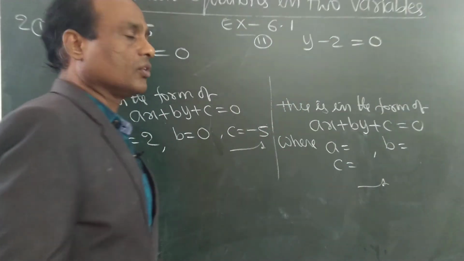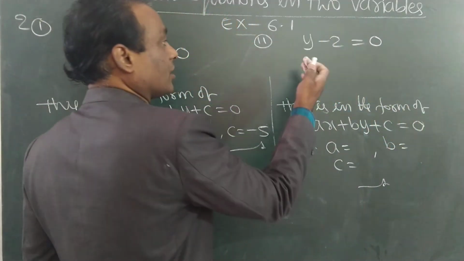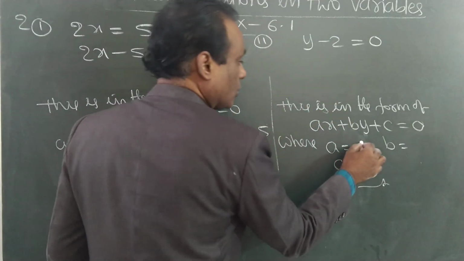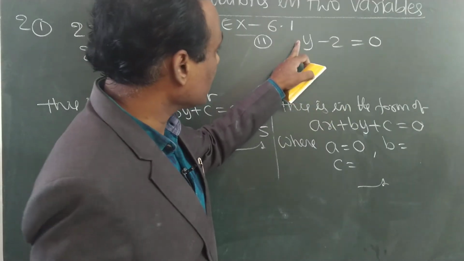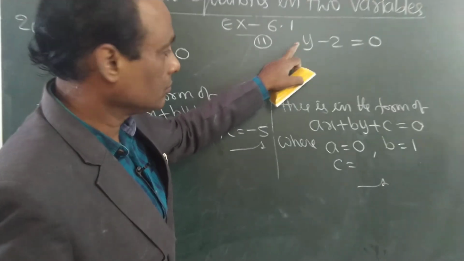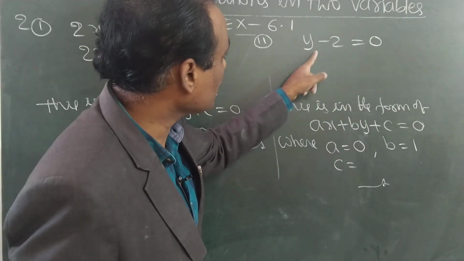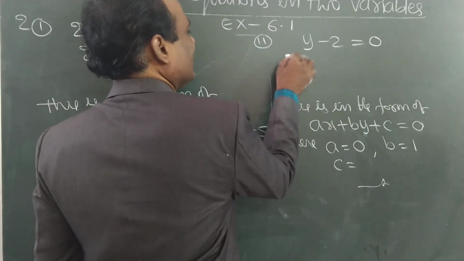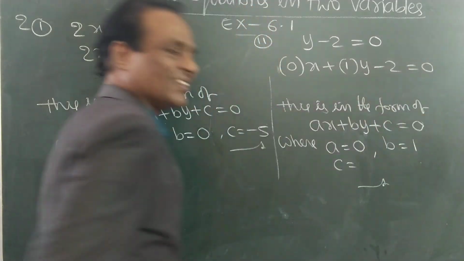y minus 2 is equal to 0. This is in the form of ax plus by plus c is equal to 0. There is no x term. X coefficient a, there is no x, so a is equal to 0. Y coefficient is 1. How many y? 1y. You can write like this: 0x plus 1y minus 2.